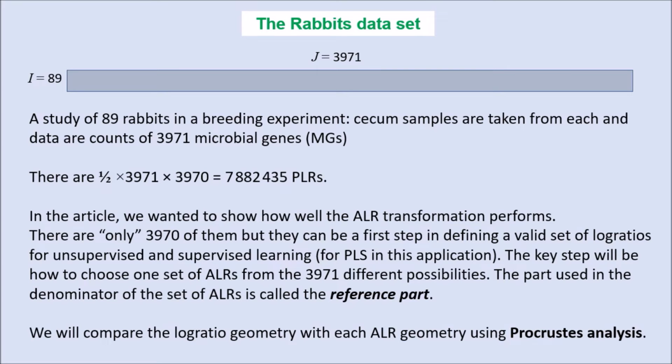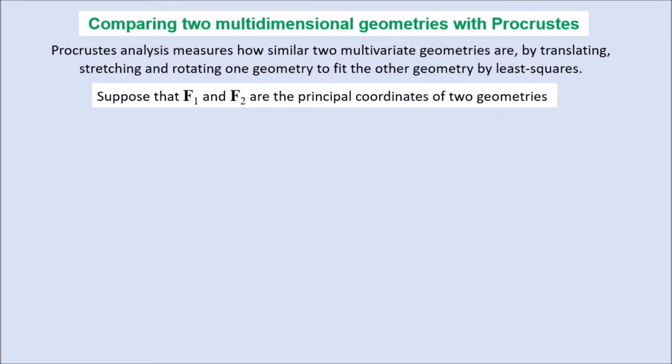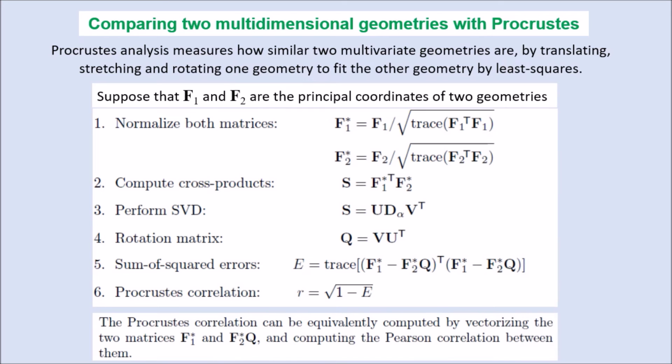The theory behind this correlation is not easy to find in the literature, so it is summarized here. To measure the closeness of two multivariate geometries according to their principal coordinates, you first center, then rescale and rotate the geometries to minimize the least squared differences between the two sets of coordinates. The correlation is then just the regular correlation between these fitted coordinates.